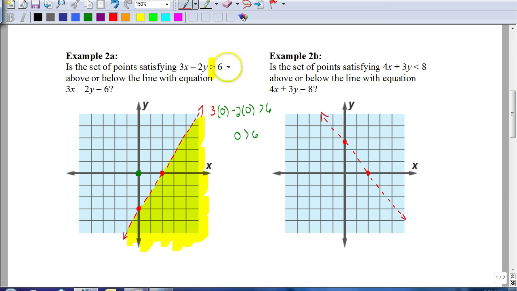Now to figure out if it's above or below the line here, I'm going to use a point 0, 0, and see if that's a true statement. 4 times 0 is 0, 3 times 0 is 0, and here I get 0 is less than 8. That is a true statement. So that means that I am going to shade the region that includes that point, that includes the point 0, 0.